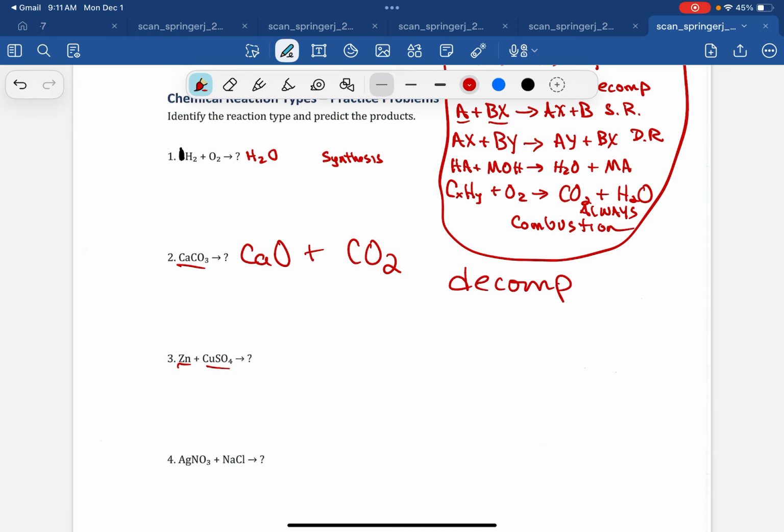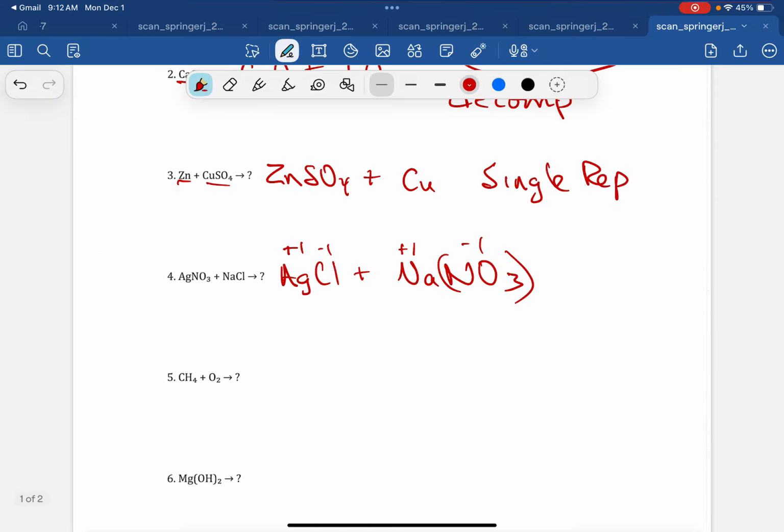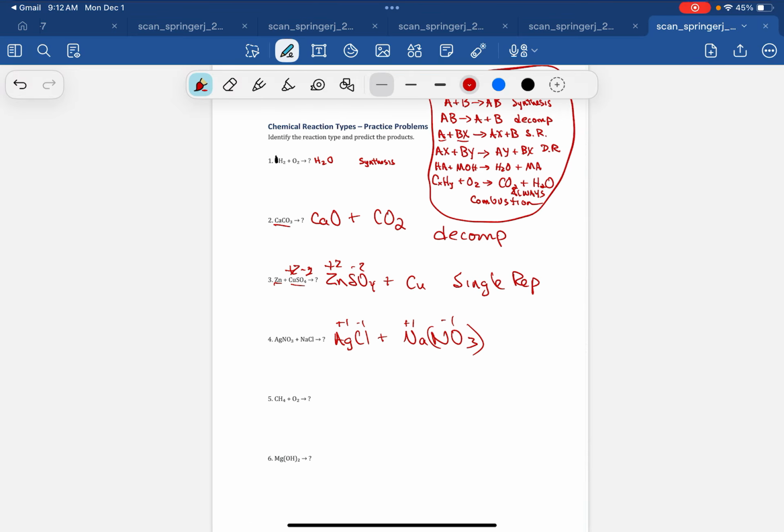Here we've got an element and a compound, and the element is a metal, so we're replacing the metal, so it would be zinc sulfate and copper. Single replacement. The next one we have silver nitrate plus sodium chloride, so we're going to make silver chloride and sodium nitrate. This is easy because the silver is +1 and the chloride is -1 and the sodium is +1 and the nitrate is -1, so we don't have to worry about any subscripts. Same thing up here. The zinc was +2, the copper is +2, the sulfate's -2, so everything's balancing out well enough.